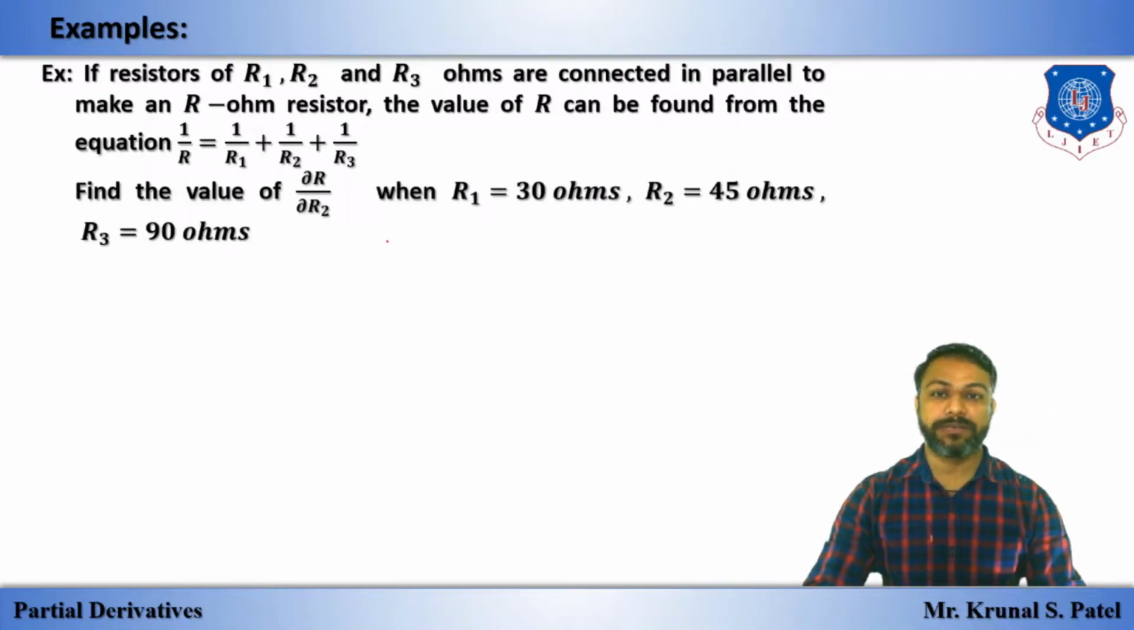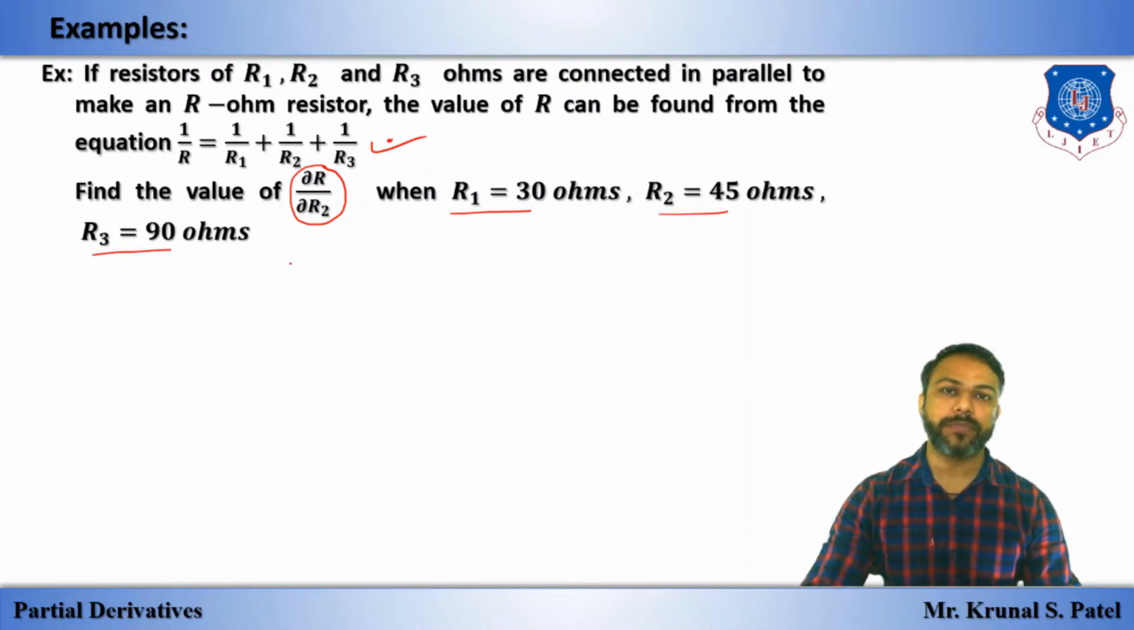This is the example. The example says that if resistors of R1, R2 and R3 ohms are connected in parallel to make an R ohm resistor, the value of R can be found from this equation. This we know, you have studied in physics. Okay. So we want to find del R by del R2 when the values of R1, R2 and R3 are given. So how will we find del R by del R2 and what is the exact meaning of del R by del R2? Let's have a look at the solution.